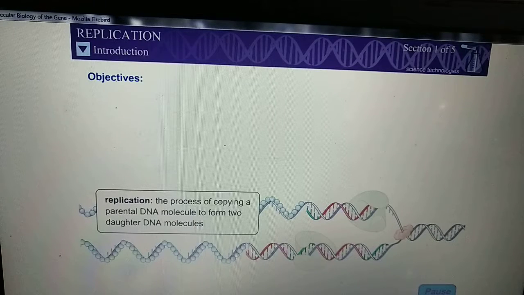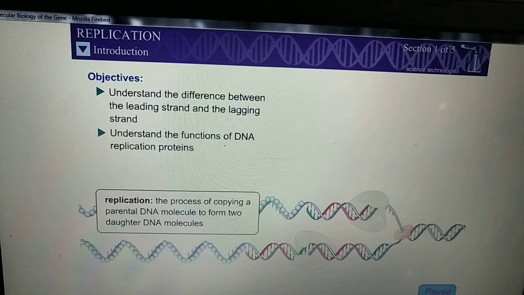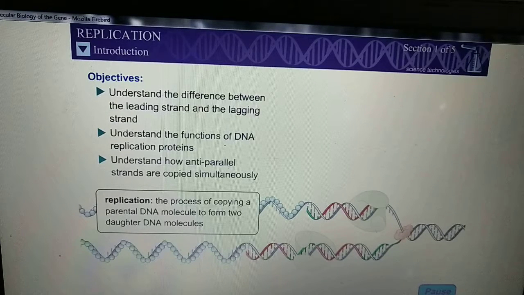When you have completed this exercise, you should understand the difference between the leading strand and the lagging strand. Understand the functions of several DNA replication proteins. And understand how the DNA replication machinery is able to copy two anti-parallel strands simultaneously.